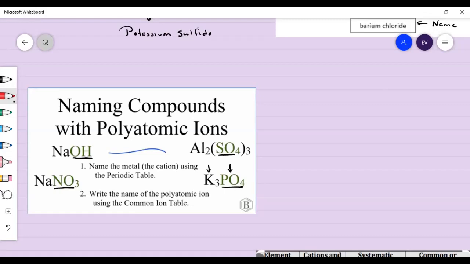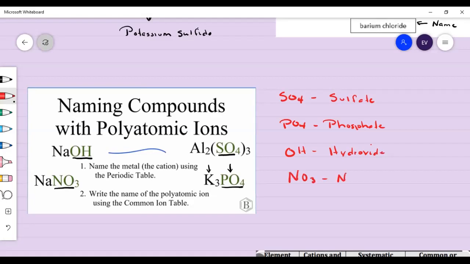When you're talking about a polyatomic ion, something like sulfate, this has a common name. So when you're naming these, whatever the common name is, that's what you're going to call it. The PO4, for example, is called phosphate. The OH is hydroxide. And the NO3 is nitrate. As you learn these, or use your table reference, here's how you name it.